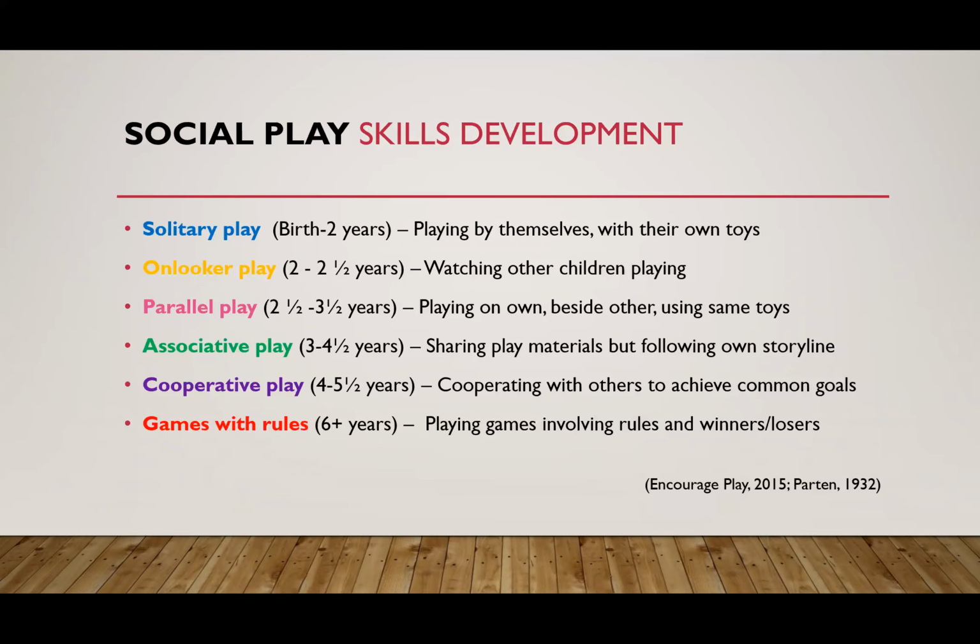From 2 to 2.5 years old, it is the stage for onlooker play. Although this type of play first emerges at this age, it can also happen at any age. At this stage, children typically watch other children playing and maybe even ask questions, but they make no attempt to join in. Sometimes this may happen when a child is shy, unsure of the rules, or is hesitant to join the game.